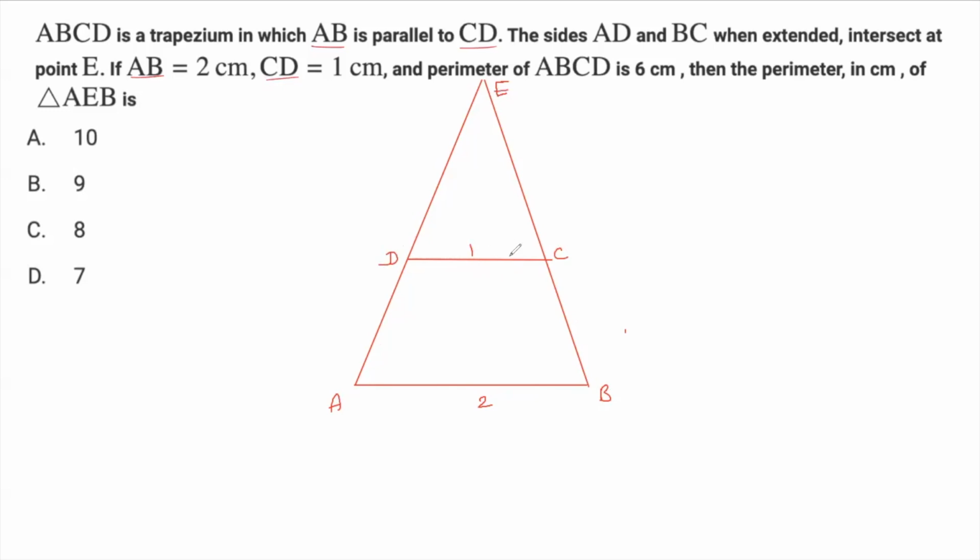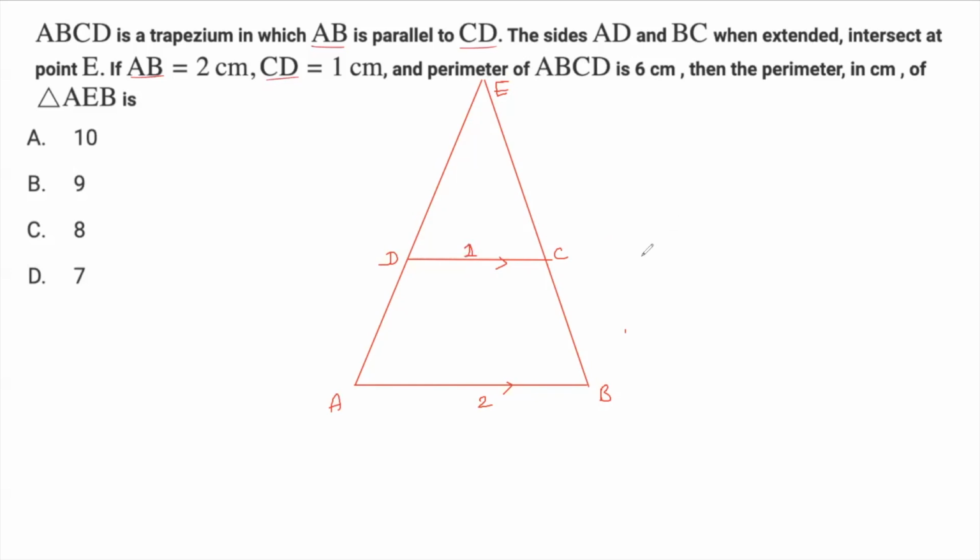All right. Since it's a trapezium, we have been told DC is going to be parallel to AB. And the perimeter of ABCD is 6 centimeters. Then the perimeter of the big triangle AEB is required. That's the question. Beautiful question. It's very simple actually. If you know the basics of similarity, it's very, very easy to solve.